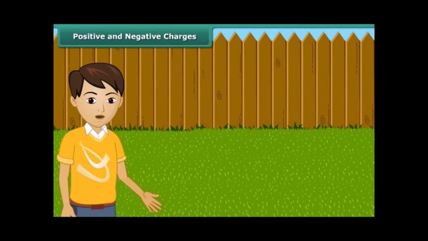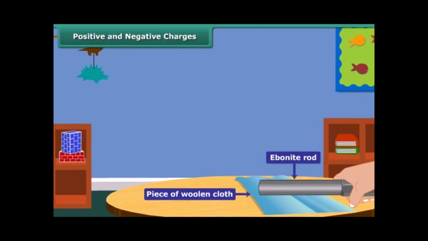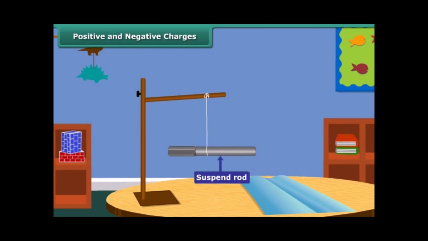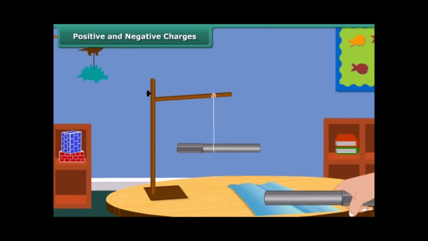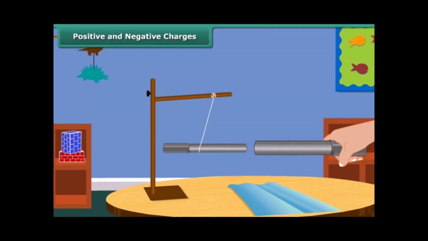Let us perform an activity to understand positive and negative charges. Take an ebonite rod and rub it with a piece of woolen cloth. Now suspend the rod by tying a thread through its middle. Now charge another ebonite rod in the same way and bring it close to the suspended rod. What do you notice? The suspended rod moves away from the second one.